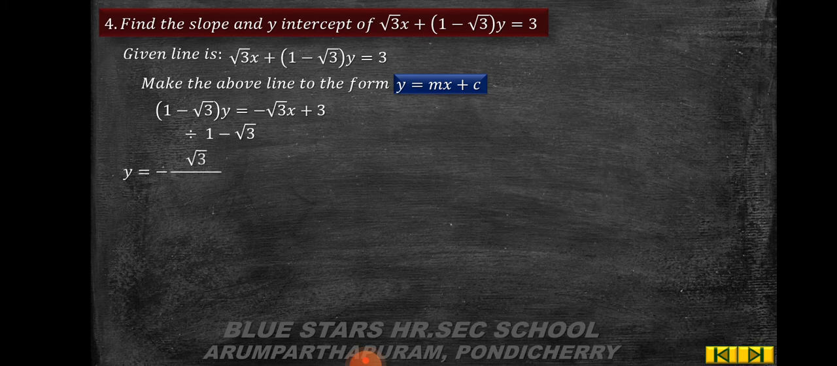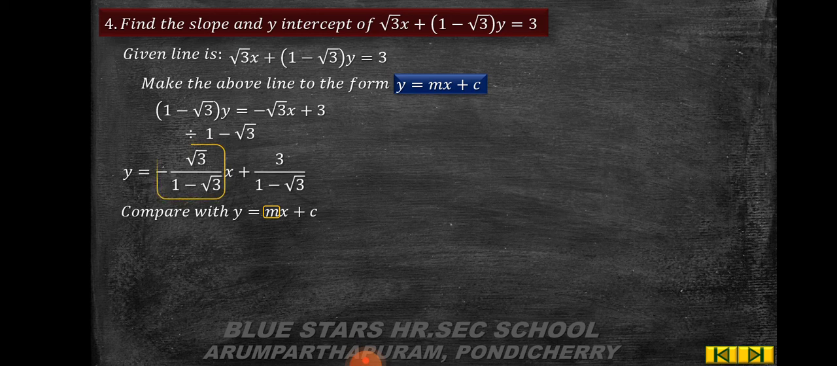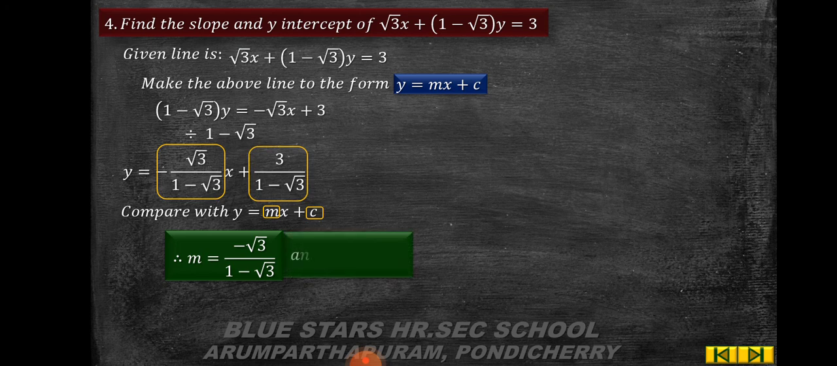So y is equal to minus root 3 divided by (1 minus root 3) into x plus 3 divided by (1 minus root 3). Comparing with y is equal to mx plus c, m is equal to minus root 3 divided by (1 minus root 3). That is the slope m is equal to minus root 3 divided by (1 minus root 3). And the y-intercept, or otherwise the c value, is 3 divided by (1 minus root 3). So c is equal to 3 divided by (1 minus root 3).